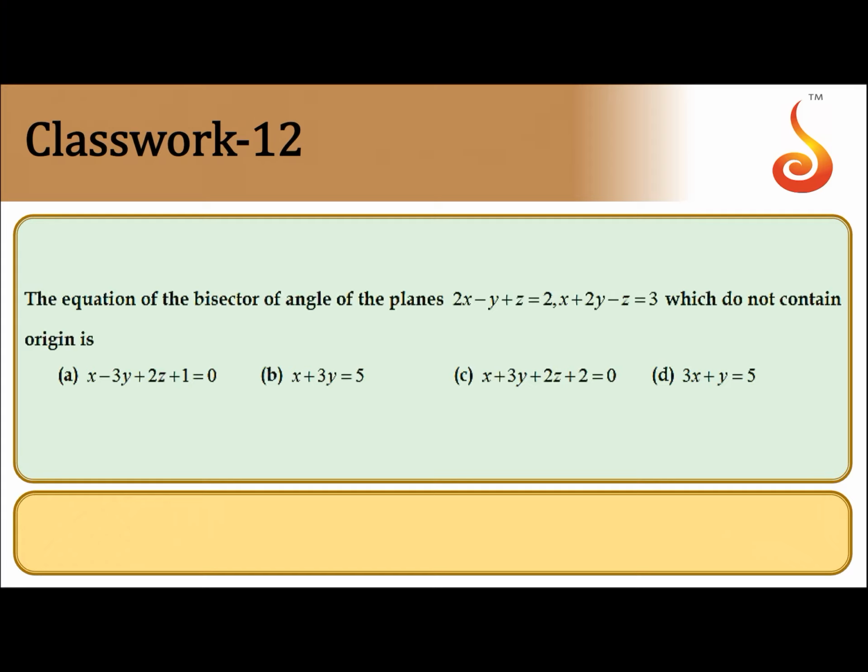Next, the equation of the bisector of the angle between the planes which does not contain the origin. A plane which does not contain the origin is given by the formula pi 1 divided by root of a1 square plus b1 square plus c1 square is equal to minus pi 2 divided by root of a2 square plus b2 square plus c2 square, where pi 1 is the first plane, pi 2 is the second plane. So that simplifies the problem and gives us the answer.